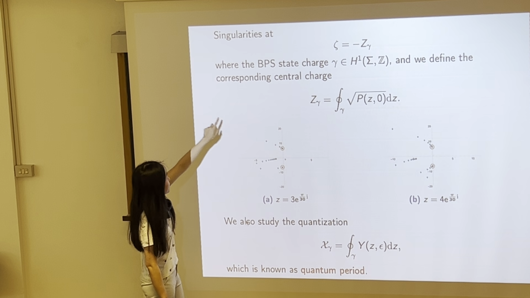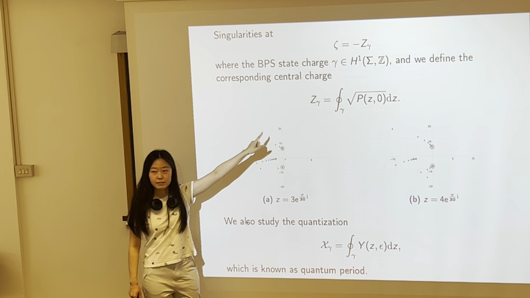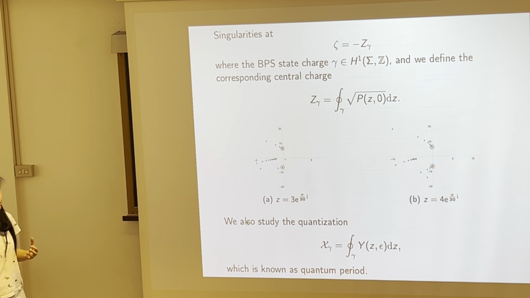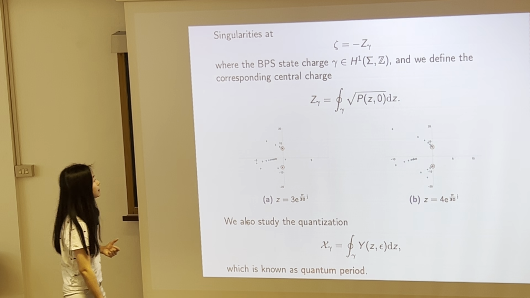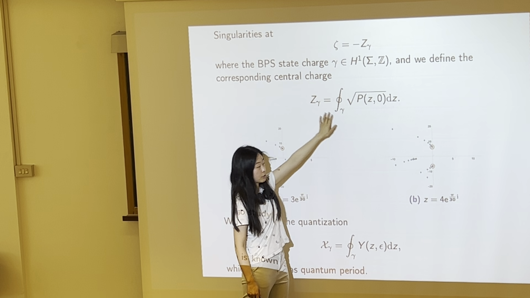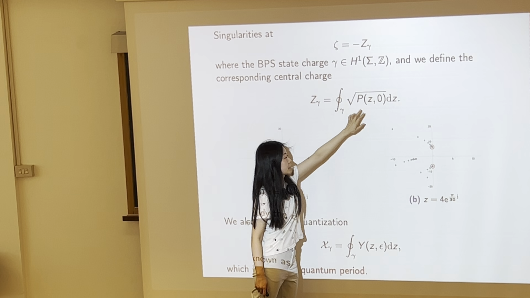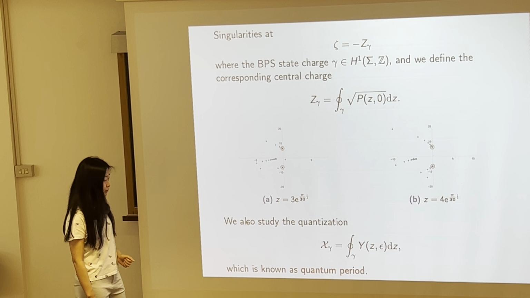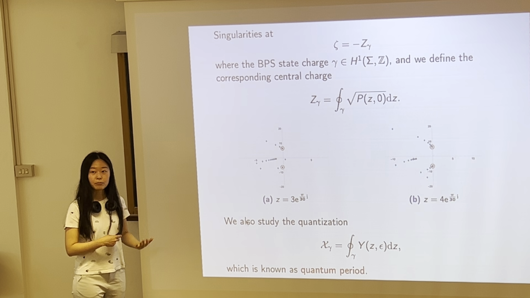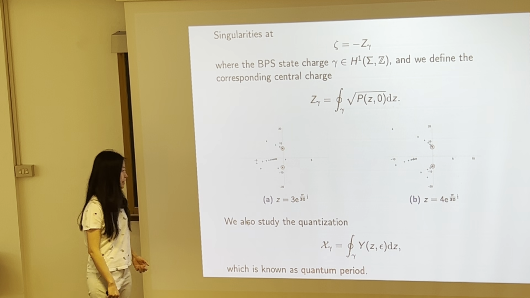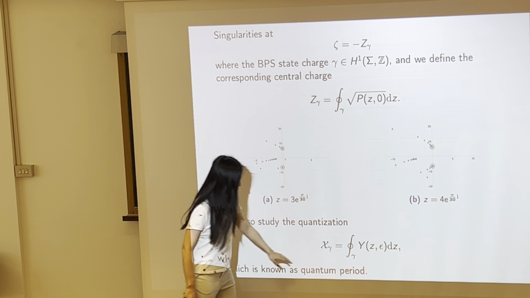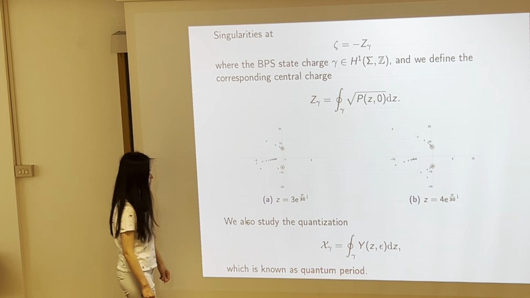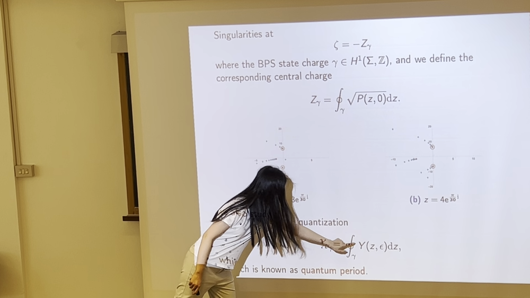And here, let me first tell you what this gamma is. This gamma should be some one cycle on this Seiberg-Witten curve sigma, which grades the 4D BPS states. And the corresponding central charge is defined as usual as the integral of y0, which is just the square root of p, over this loop gamma. And actually, this is the classical part of another very interesting quantity, which is the quantum period. The quantum period is just to replace this y0 by this y in all those integrals. And sorry, there is an exponential of this.